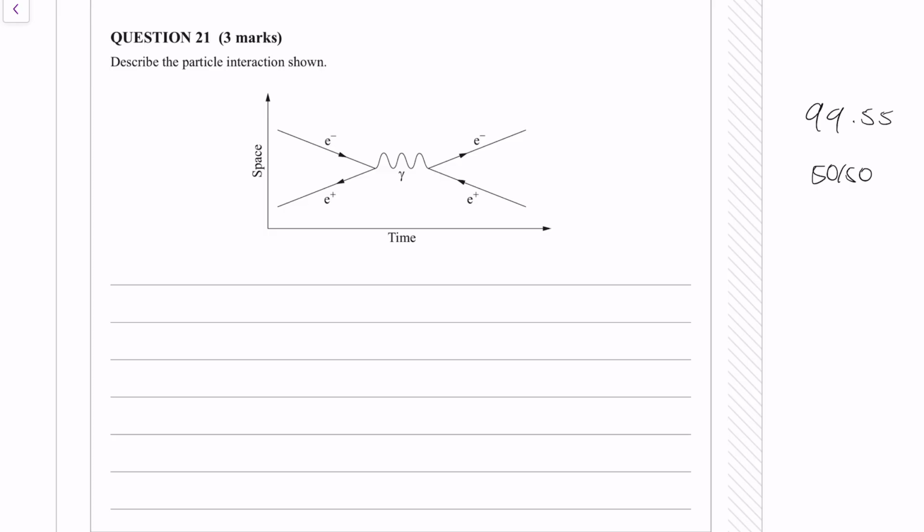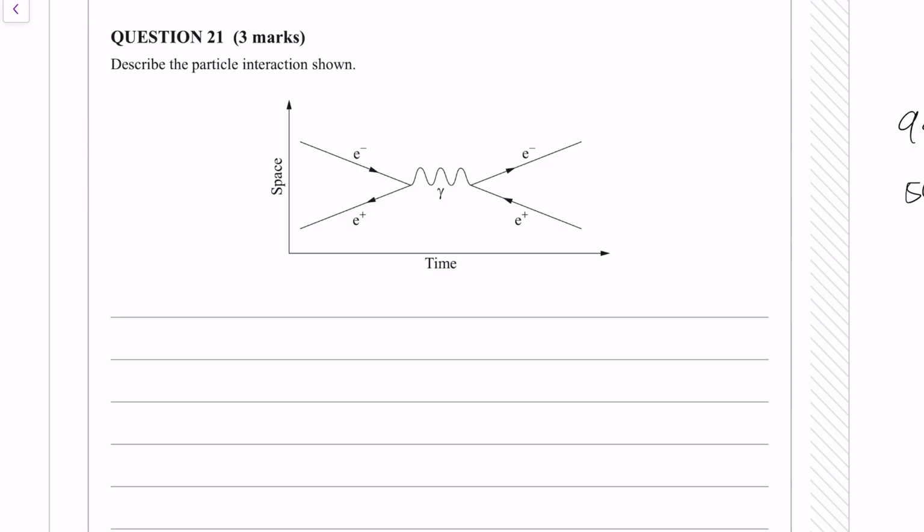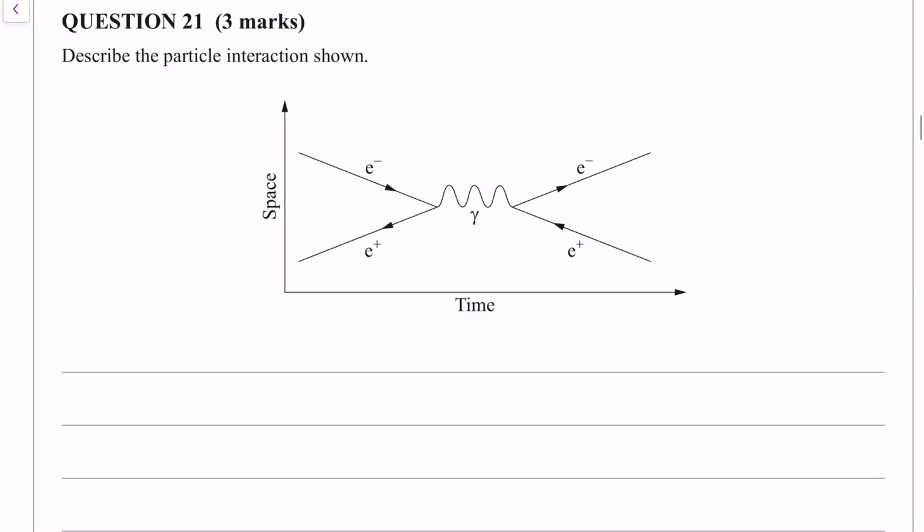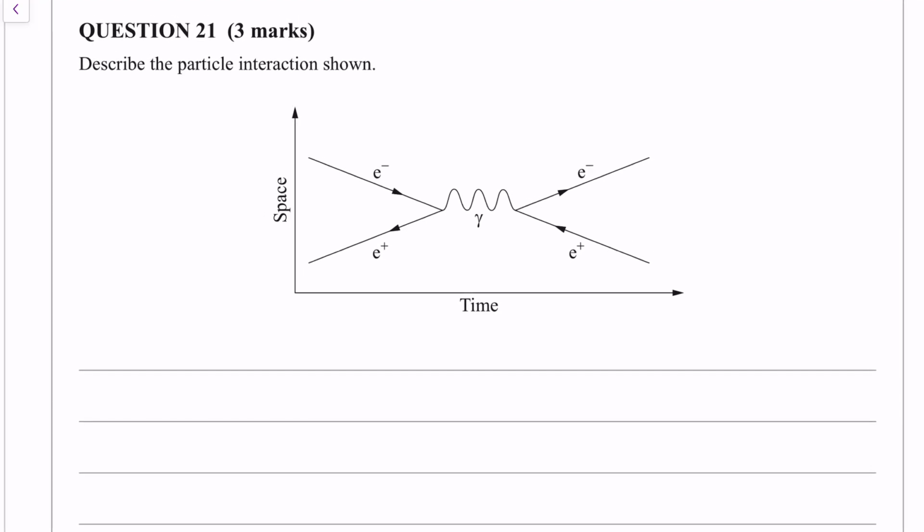So, describe the particle interaction shown. We have a Feynman diagram here, and you should be really familiar with Feynman diagrams. I believe there's a PDF on the QCAA website for physics on all the Feynman diagrams you need to know, and these are the ones that they could only possibly show you. Okay, they probably won't show all of them, but it's good to know what they do and be familiar with them so you can answer these high yield questions, 3 marks, very easy, if you know what you're doing, you know what the symbols are, and you know the particle interaction.